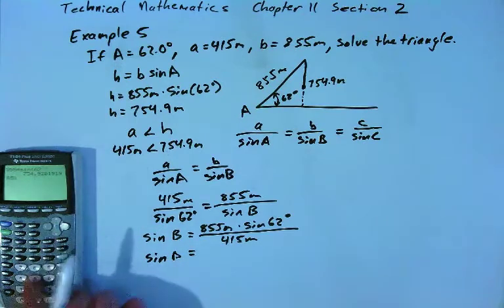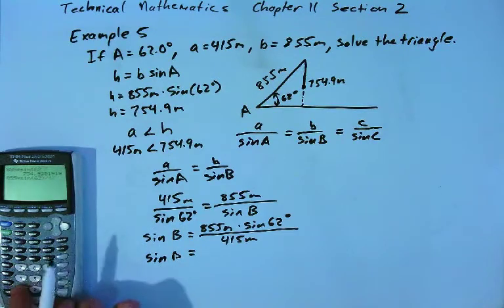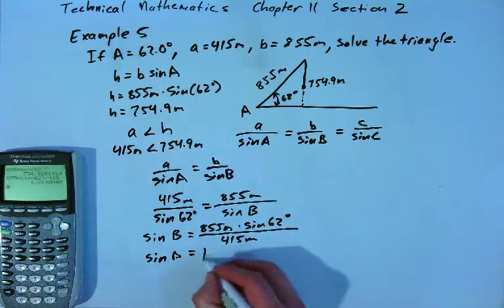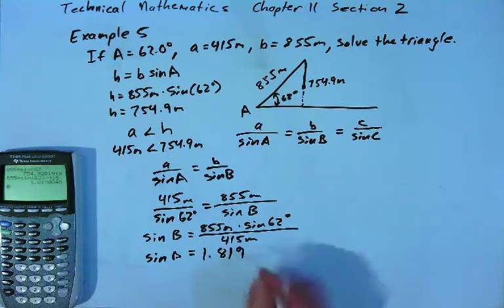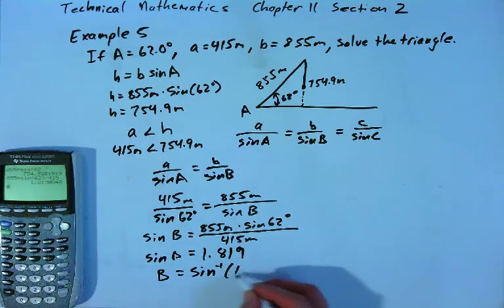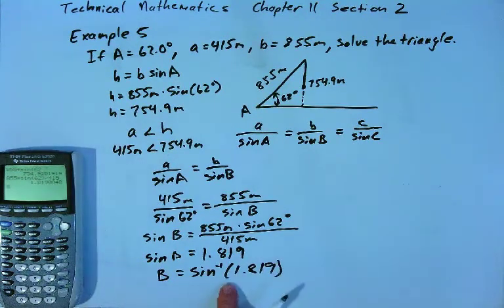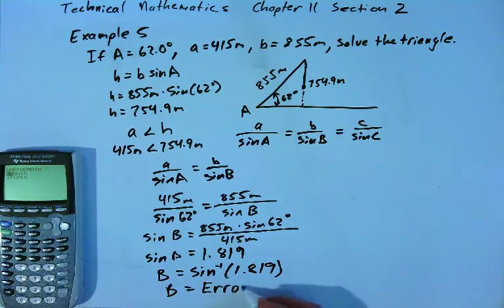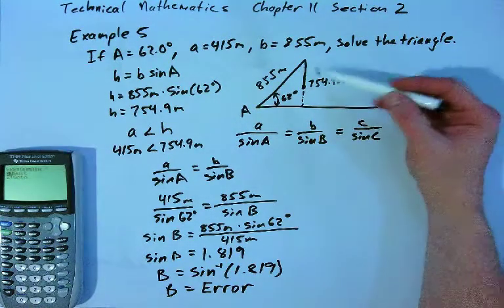Sine B will be equal to, we have 855 times the sine of 62, close parentheses, divided by 415, and we get 1.819. So we'll take the inverse sine of both sides. B is going to be the inverse sine of 1.819. And when you type this into your calculator, the inverse sine of 1.819, and you press equals, you get an error. Not possible. And so that confirms our suspicion that there was no solution to this triangle.